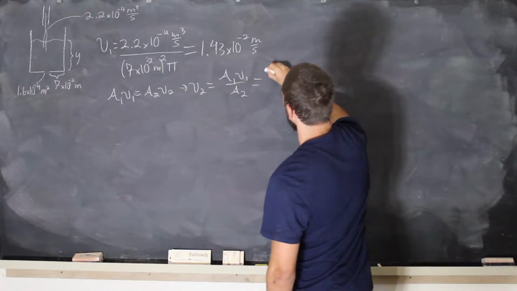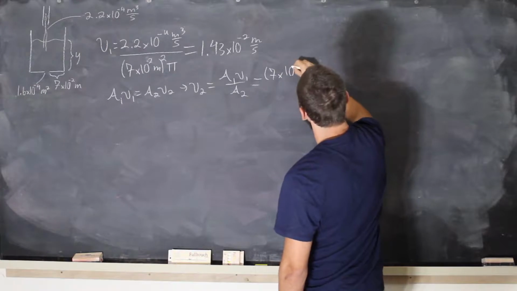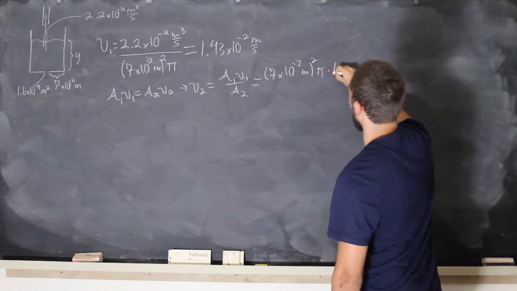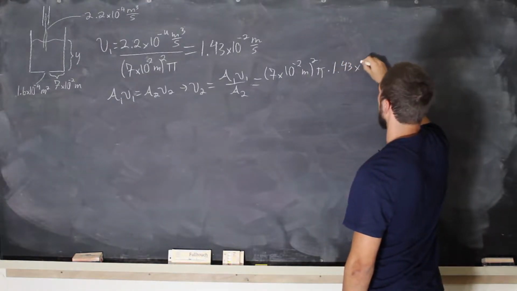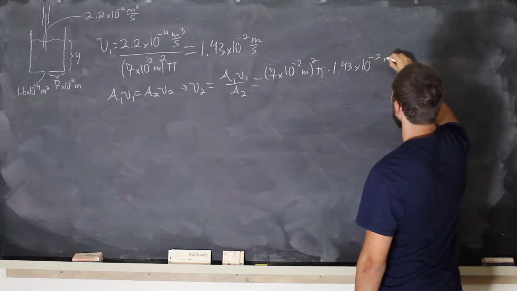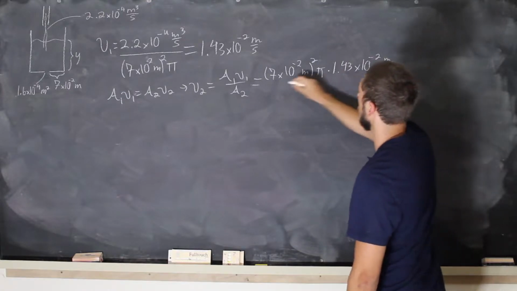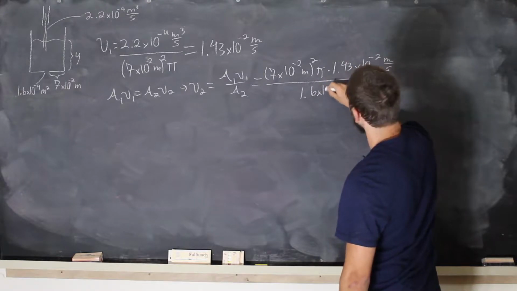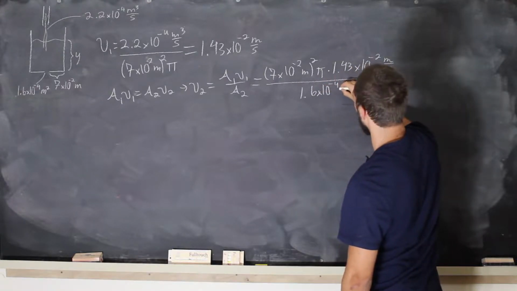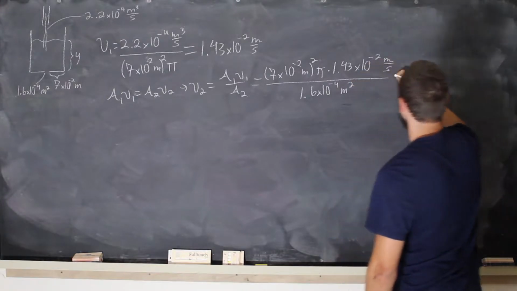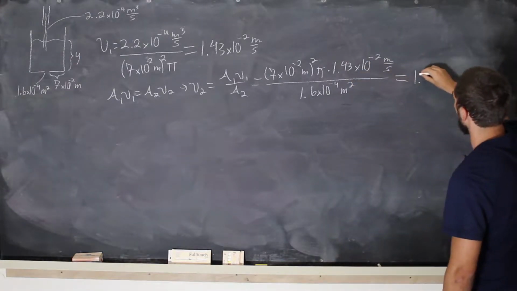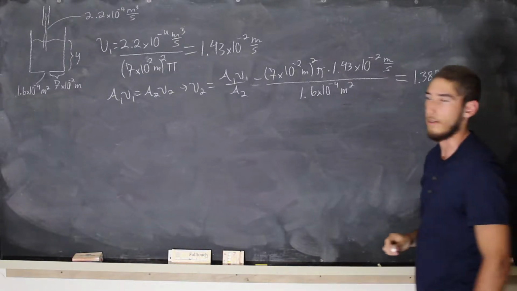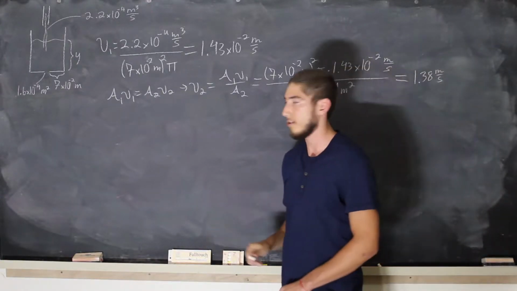and that's going to be equal to 7 times 10 to the negative 2 meters squared pi times 1.43 times 10 to the negative 2 meters per second over 1.6 times 10 to the negative 4 meters squared, and that's going to be equal to 1.38 meters per second. And now that we have that, we can solve for y in Bernoulli's equation.